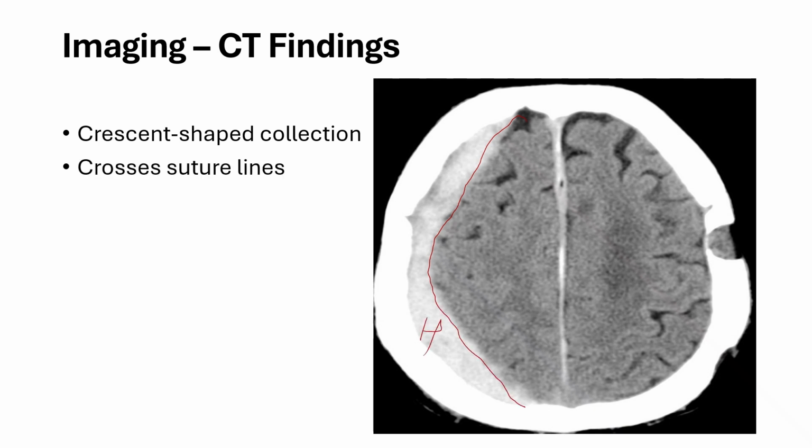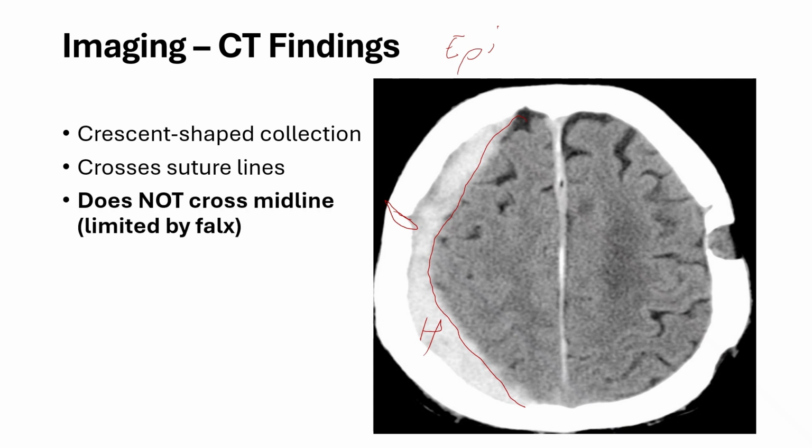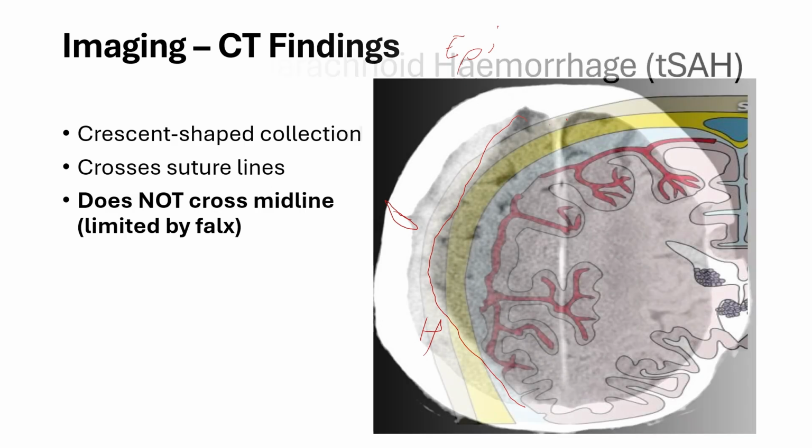As we can see here, it crosses the suture line. Here we can see this is the suture line. It crosses the suture line, whereas the epidural hematoma does not cross the suture line. This is the different point. It does not cross the midline, as it is limited by the falx, whereas the epidural hematoma can cross the midline but is limited by the suture line.